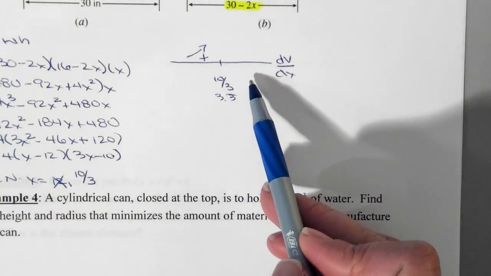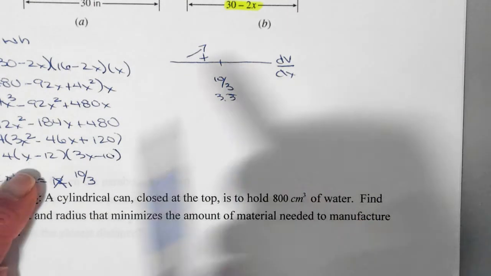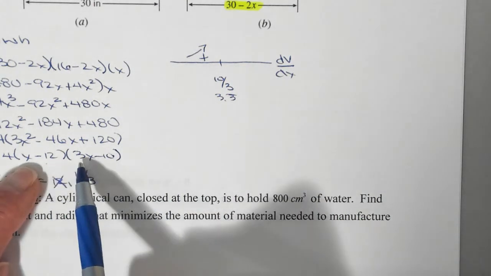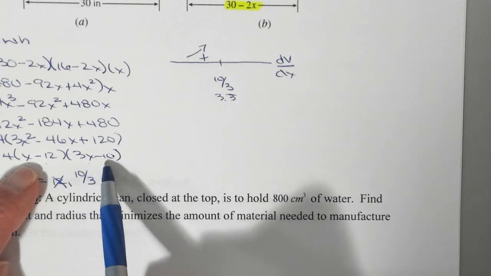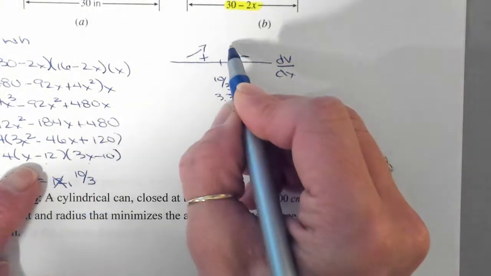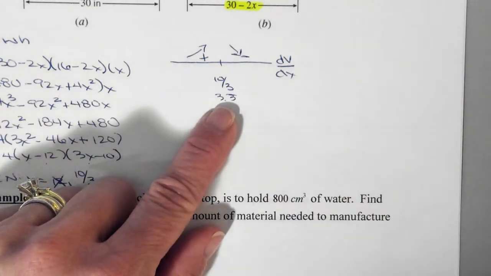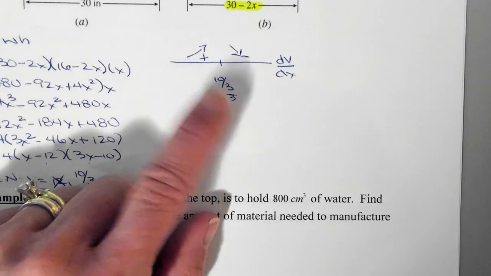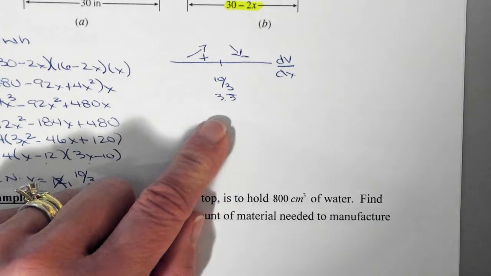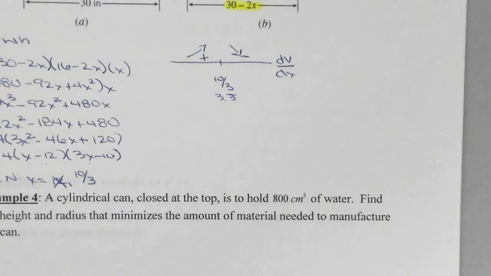Can we pick 4? Okay, so 4 minus 12, negative. 3 times 4 is 12, minus 10 is positive, so this is negative. Okay, we wanted to maximize, true? Largest volume. So is this going to work? Yes.